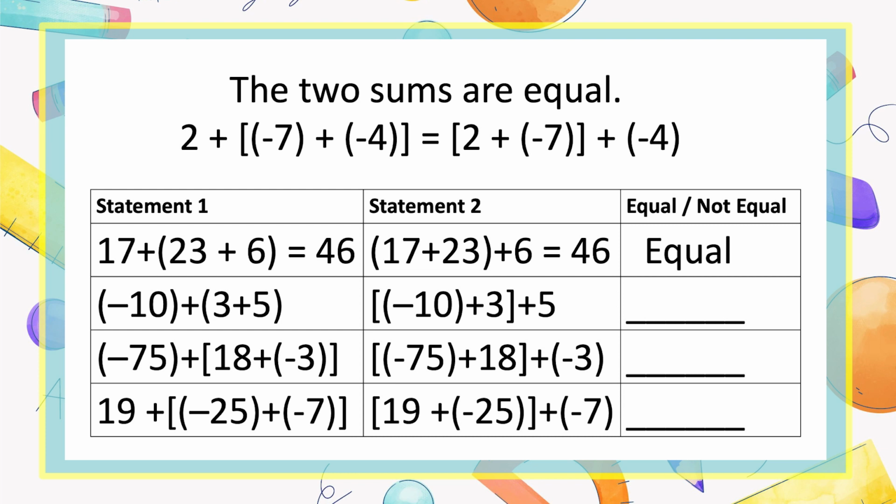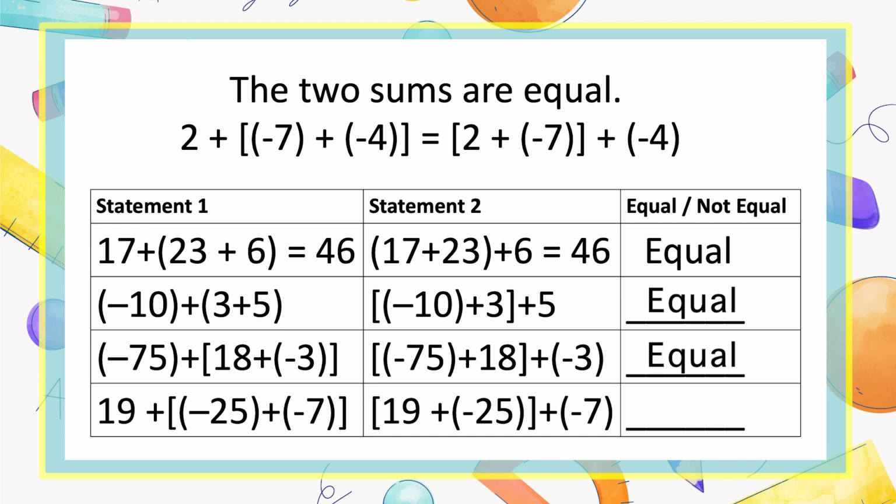In the next one, you have the integers -10, 3, 5. In statement 1, 3 and 5 are grouped. In statement 2, -10 and 3 are grouped, and still you get -2. In the third one, -75, 18, -3 are given to you. In statement 1, 18 and -3 are grouped, and in statement 2, -75 and 18 are grouped. They are also equal, you can try yourself.